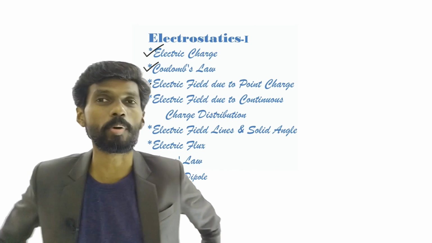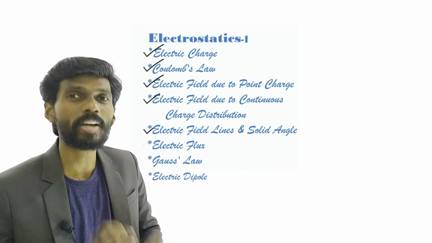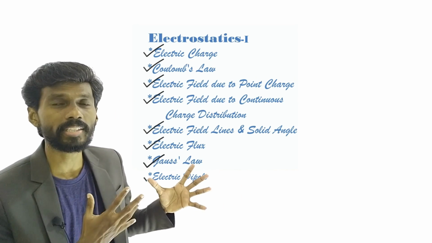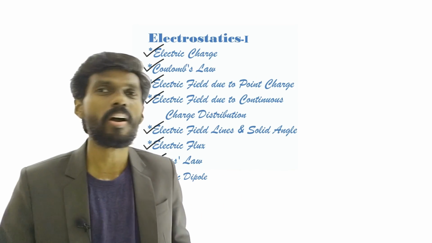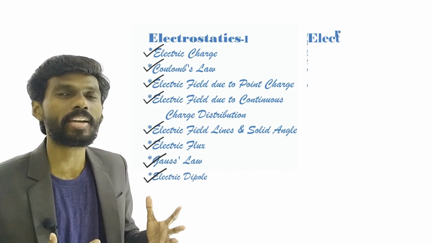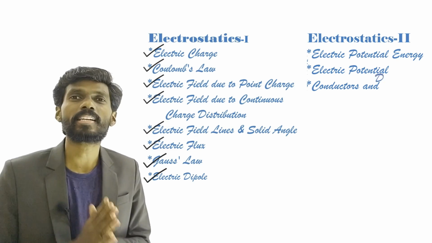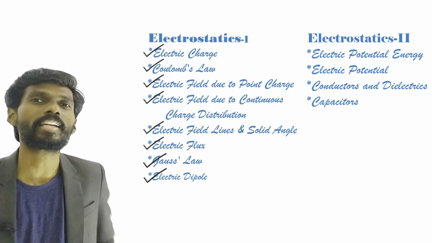That's about electric dipole. With that, we have completed our first part of electrostatics, where we have learned electric charge, Coulomb's law, electric field related things, electric flux, Gauss's law, and electric dipole. In the second part of electrostatics, we have electric potential energy, electric potential, conductors and dielectrics, and the rest of the things related to capacitors.